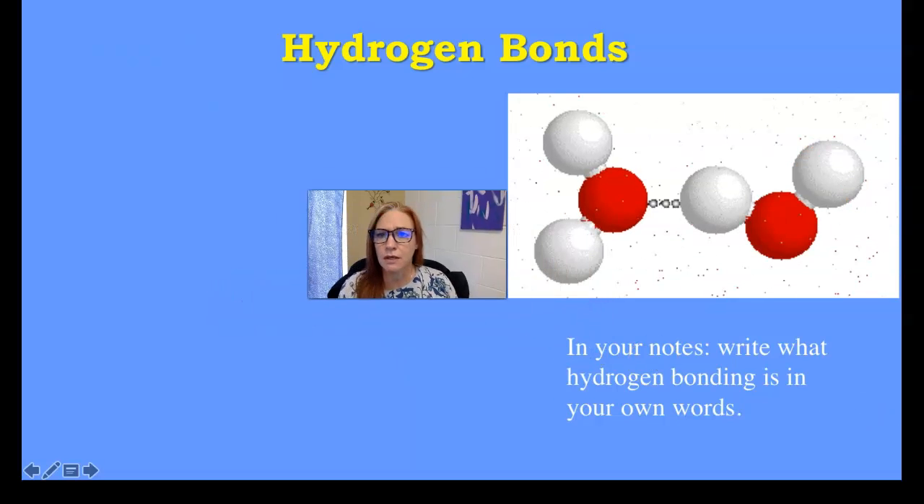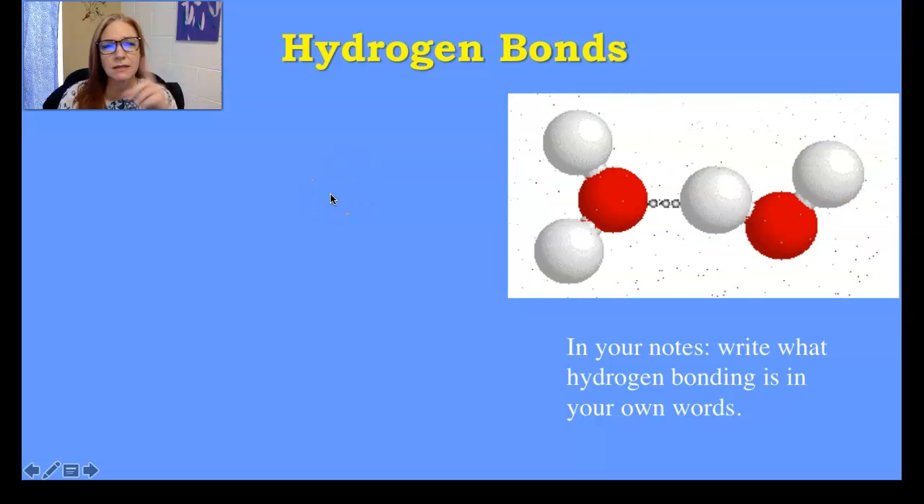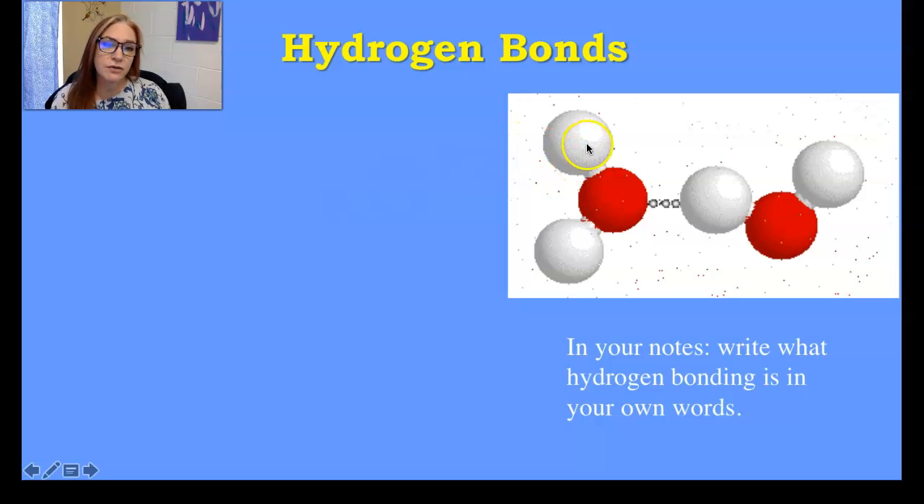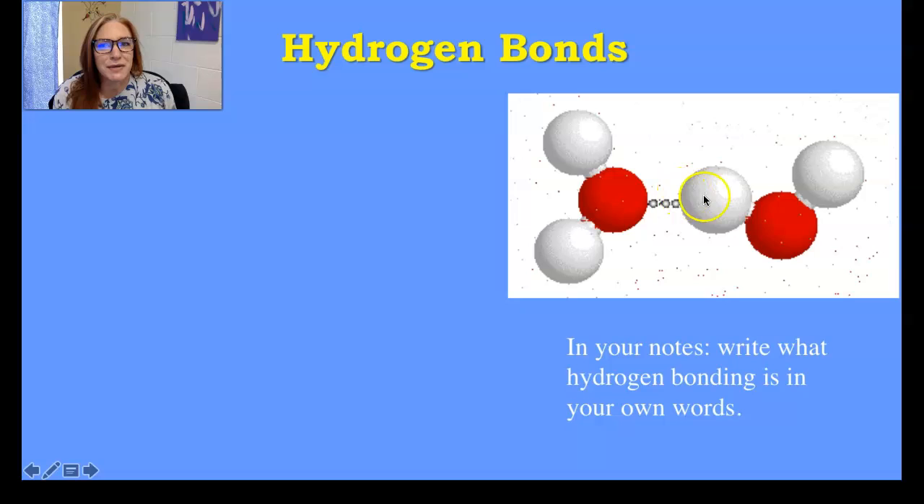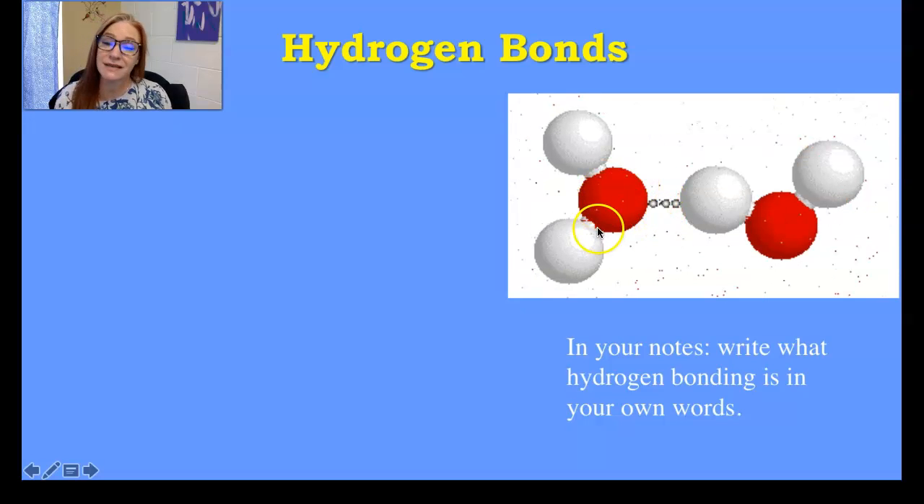How does water stay together? Besides those covalent bonds, there's another kind of bond called hydrogen bonding. Each hydrogen, the little white guys on this animation, is covalently bonded to its own oxygen. However, they are also positive, and that positive charge is attracted to neighboring oxygen atoms in other water molecules.